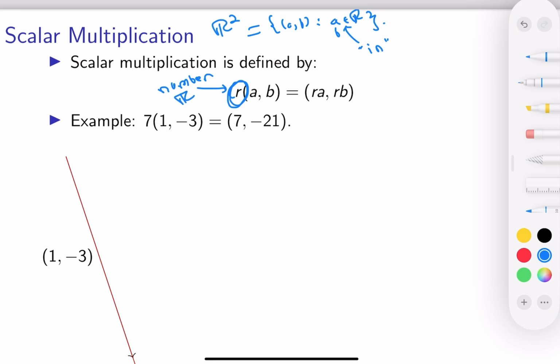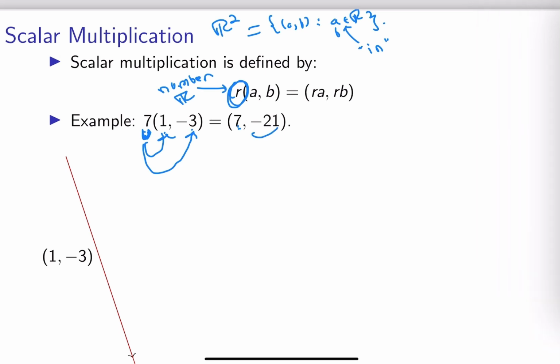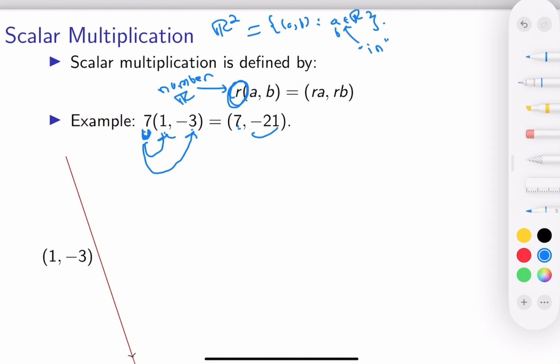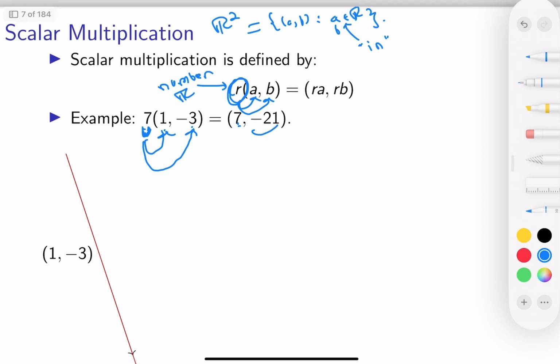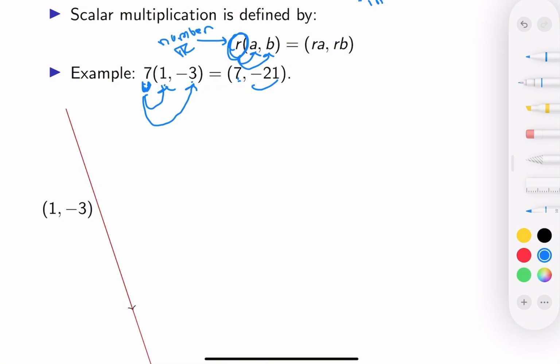So how would you define multiplying, for example, 7 by (1, -3)? Well, one way to define this is by element-wise multiplication. What this means is that you multiply 7 by the first entry and you multiply 7 by the second entry, and you get, in this case, 7 times 1, which is 7, and 7 times -3, which is -21. So we're defining scalar multiplication by multiplying r by a, and then multiplying r by b, where r is a real number.